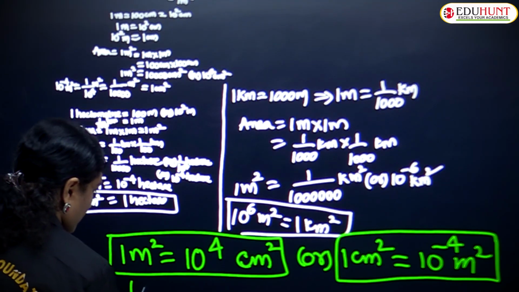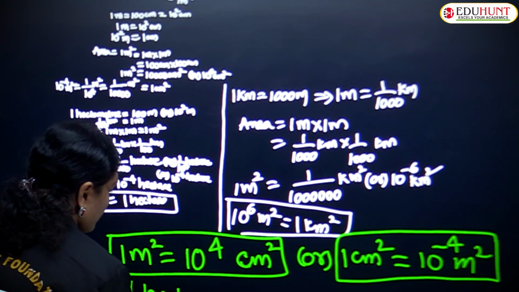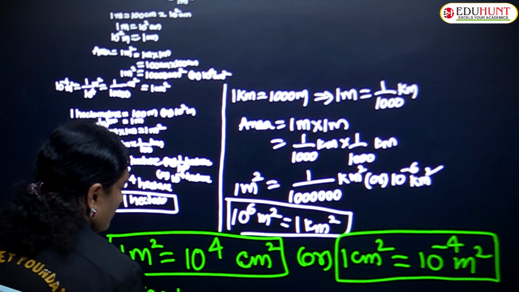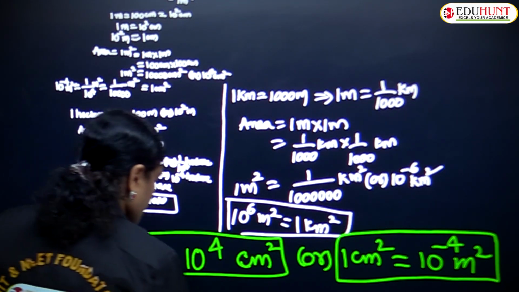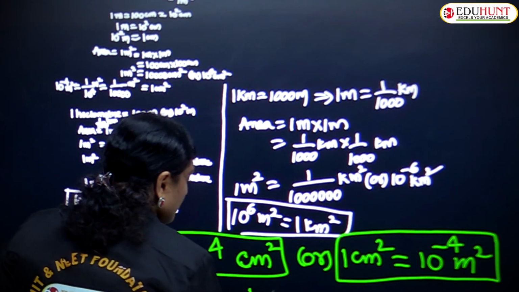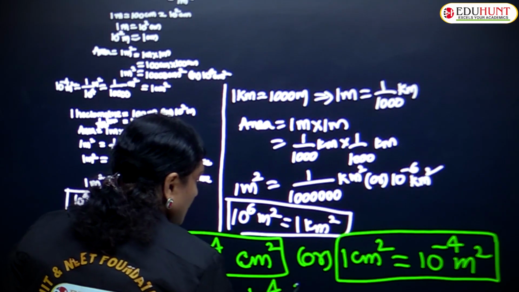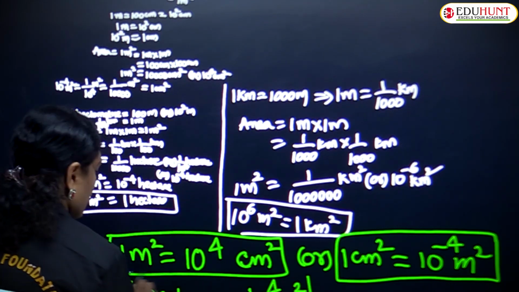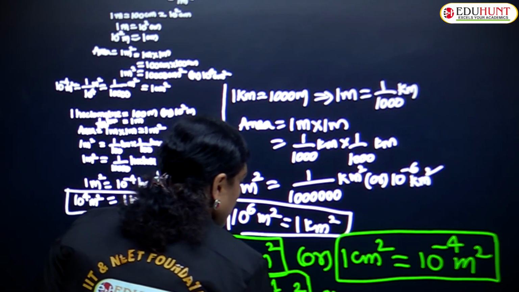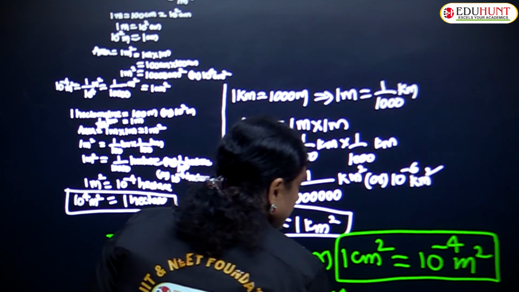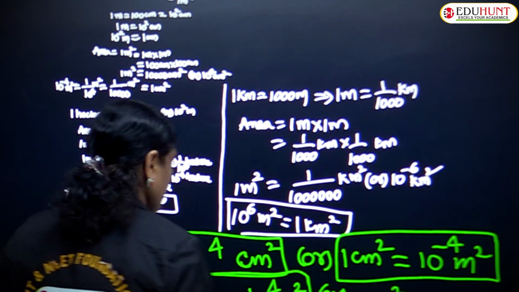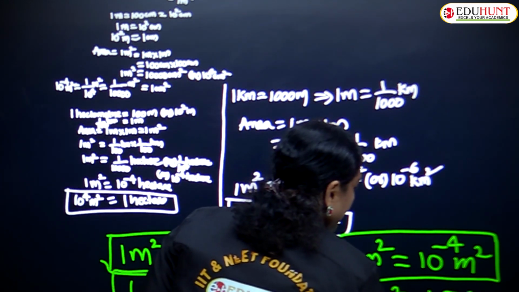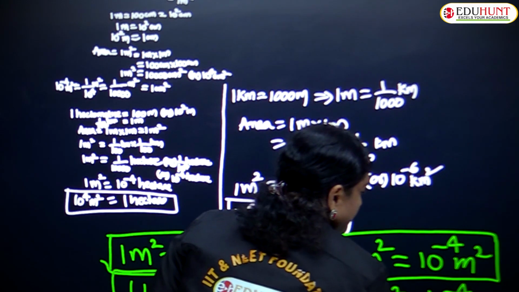Case 2: 1 hectare is equal to 10 power 4 meter square, or 1 meter square is equal to 10 power minus 4 hectare.